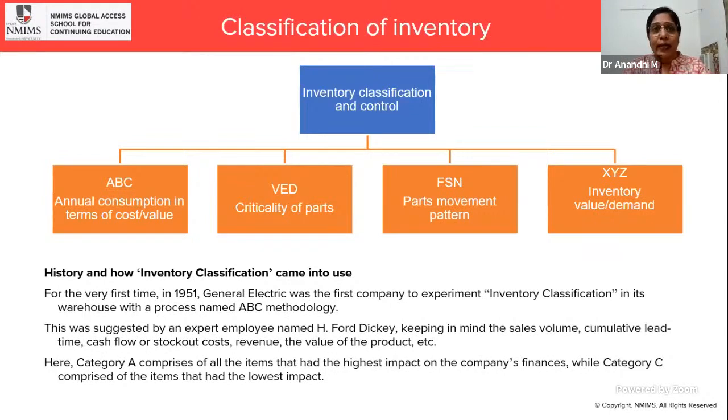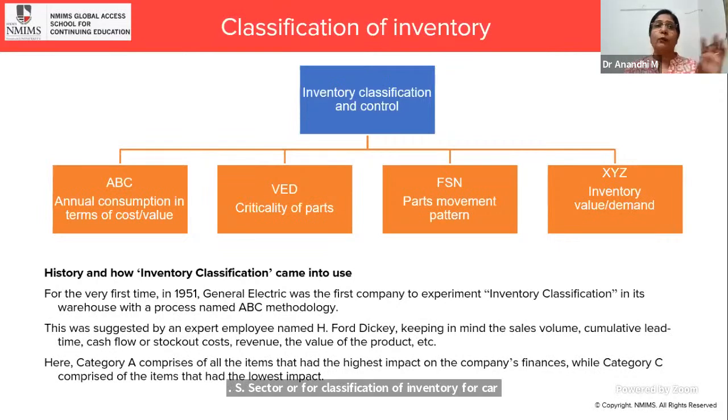So that means 80% of volume of product contribute towards 20% of the value of item, and 20% of the volume of products contribute towards 80% of the value of those items. So that means engine only one goes inside the car, but the value of the engine is very, very high. So when you are doing ABC classification for the automobile sector or for classification of inventory for car manufacturer, then your A, that is your engine part, which is of very high value, will go and sit under the A category item. And so is the classification under B and C.